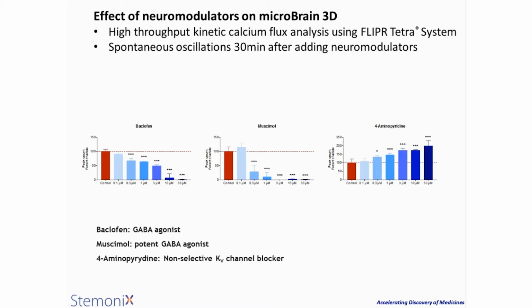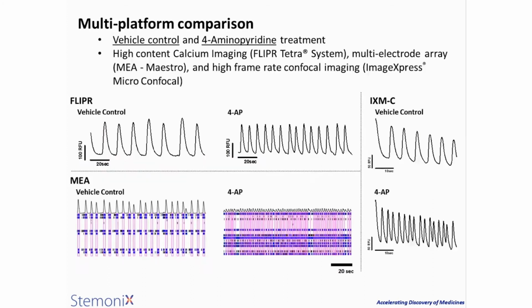There is a lot of interest in our platform for seizure approaches, and we decided to test if seizurogenic compounds can induce some change in this platform. So we tested 4-aminopyridine, a seizurogenic compound, and it also induced increasing oscillation in a dose-dependent manner as well.